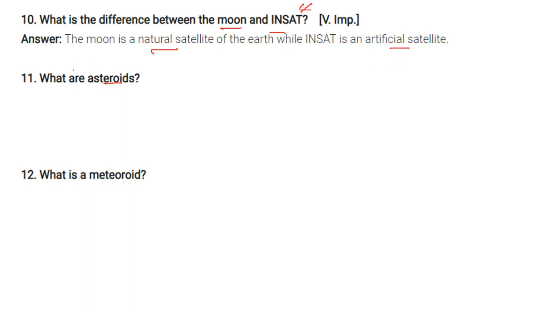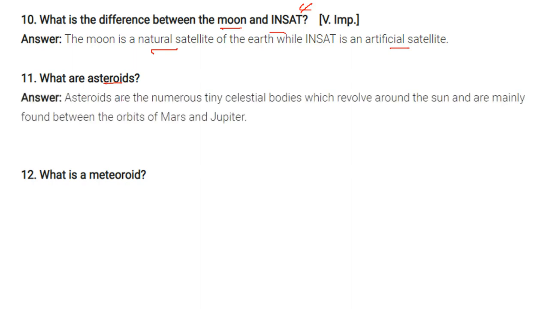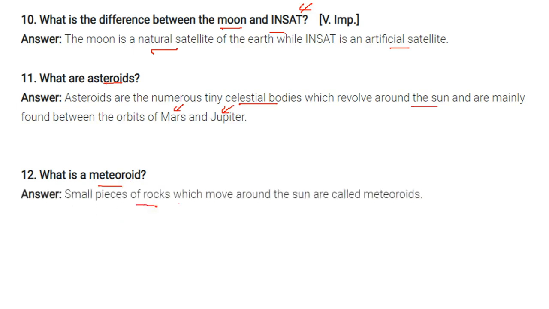What are asteroids? These asteroids are numerous tiny celestial bodies, very small celestial bodies, which revolve around the sun, and they are mainly found between the orbits of Mars and Jupiter. What is a meteoroid? Small pieces of rock which move around the sun are called meteoroids.